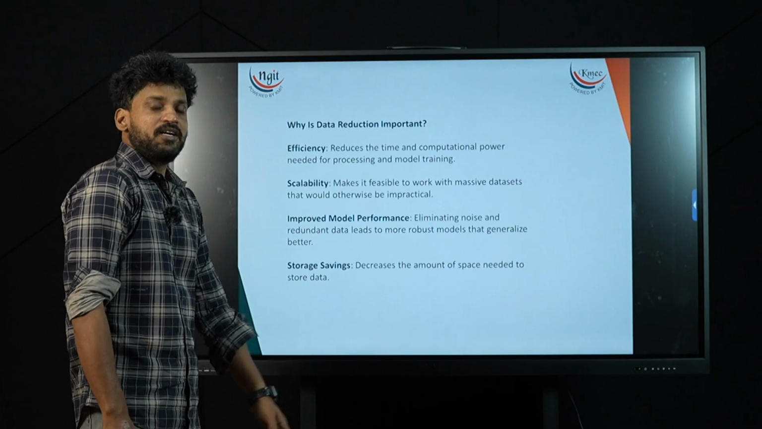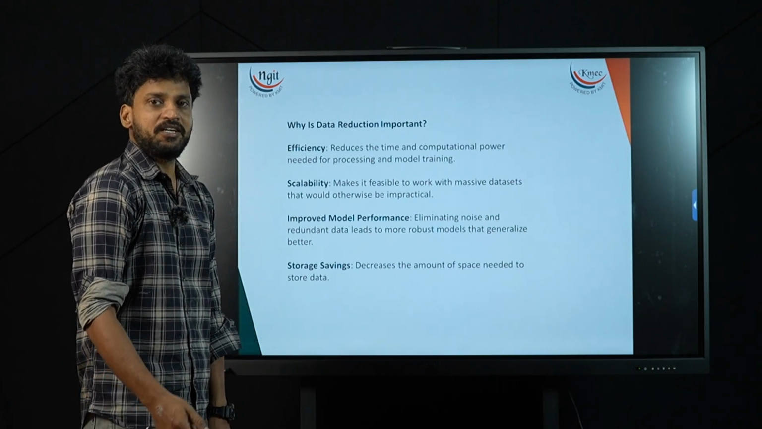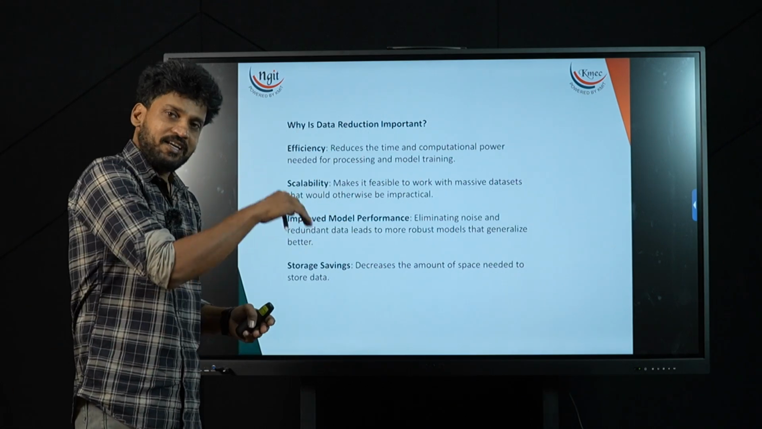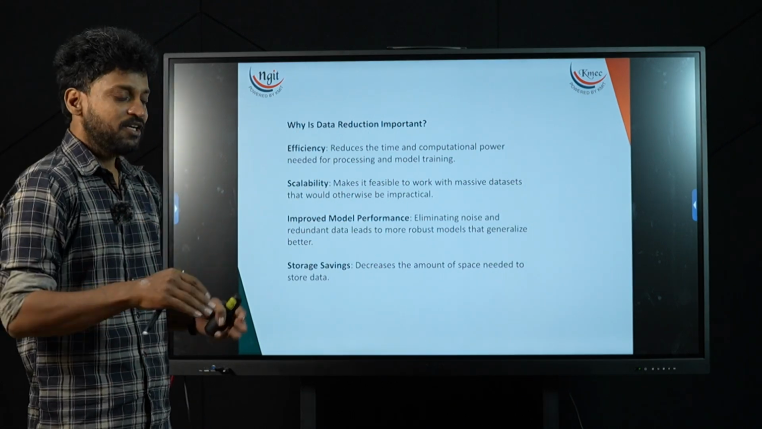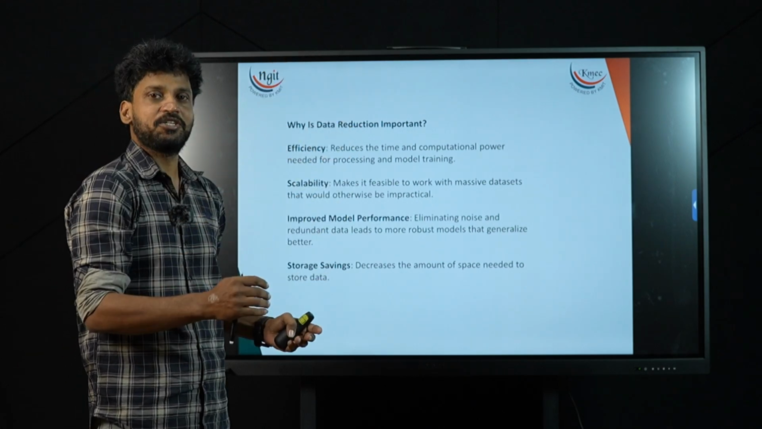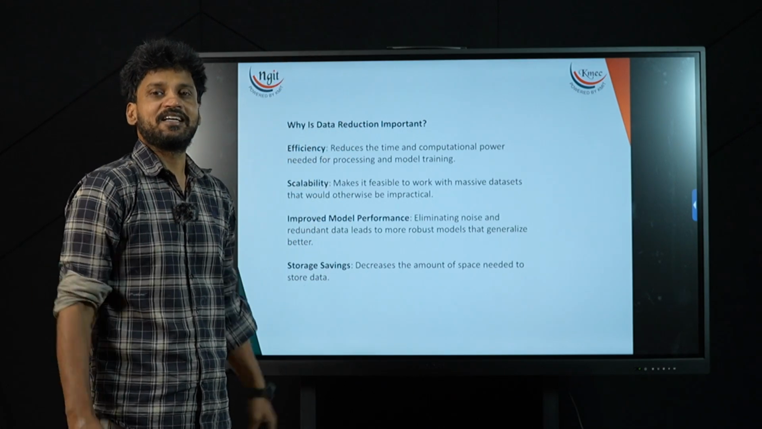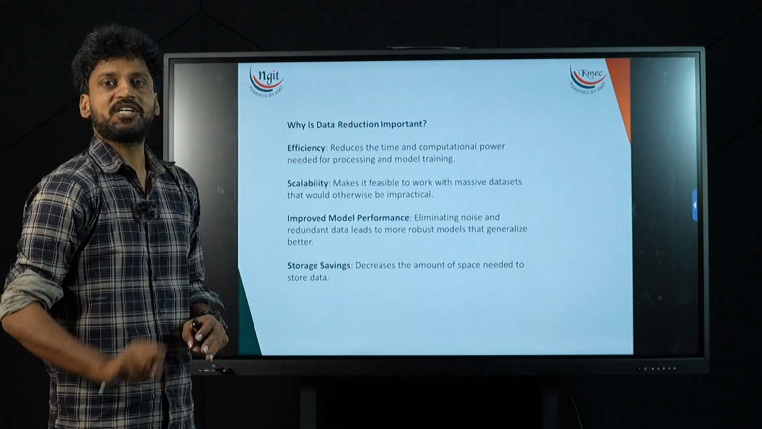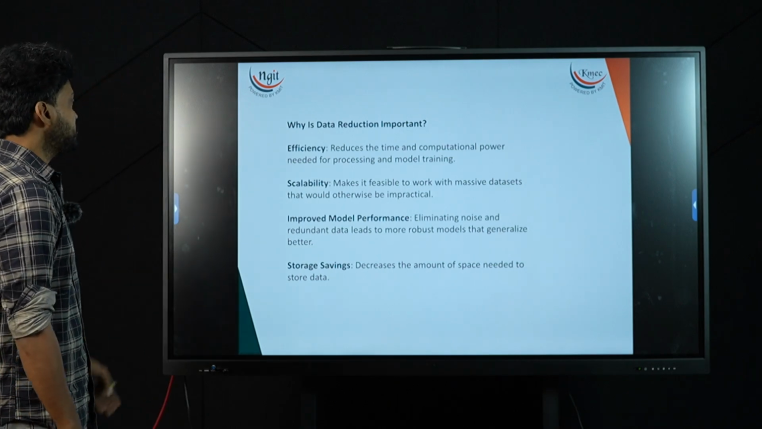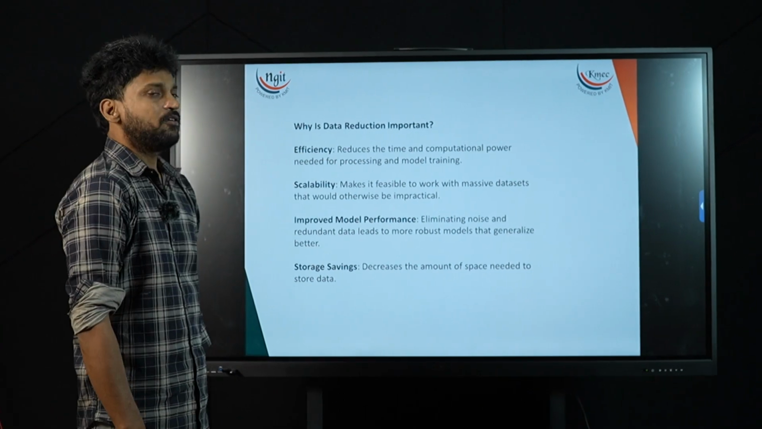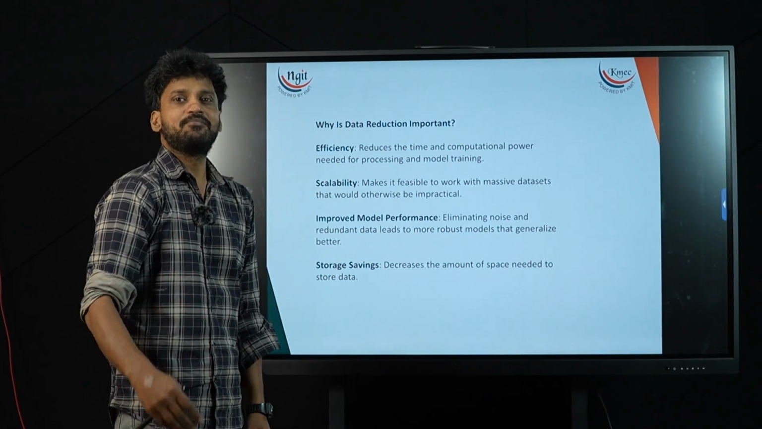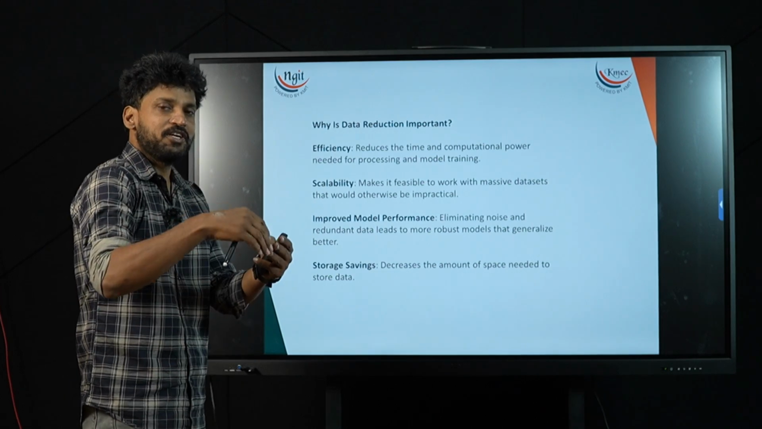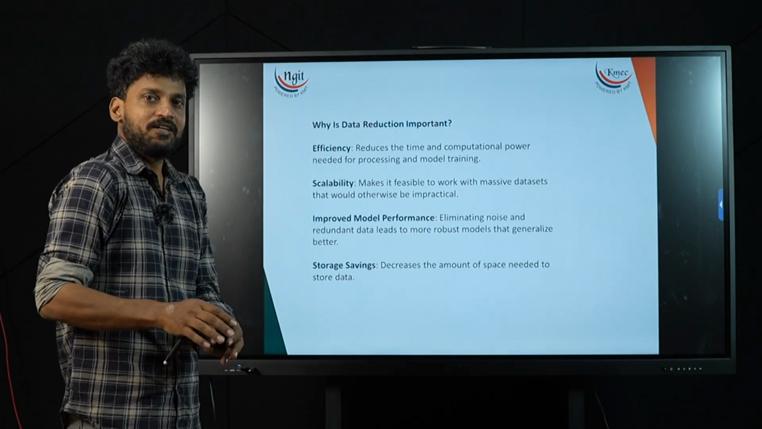Why is data reduction important? In data reduction, we have two separate wings. The first one is data reduction itself, and the second one is compression. In actual data reduction, we are removing some unnecessary details. In data compression, after removing the unnecessary details, we are reducing the size. Then efficiency: it reduces the time and computational power. Obviously, the bigger the data set, the more time, computational power, and resources it needs. When you reduce it, all these factors get optimized.